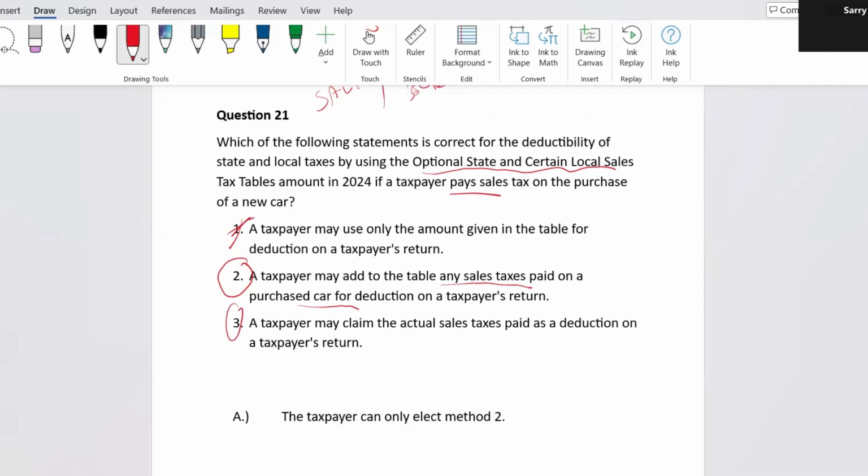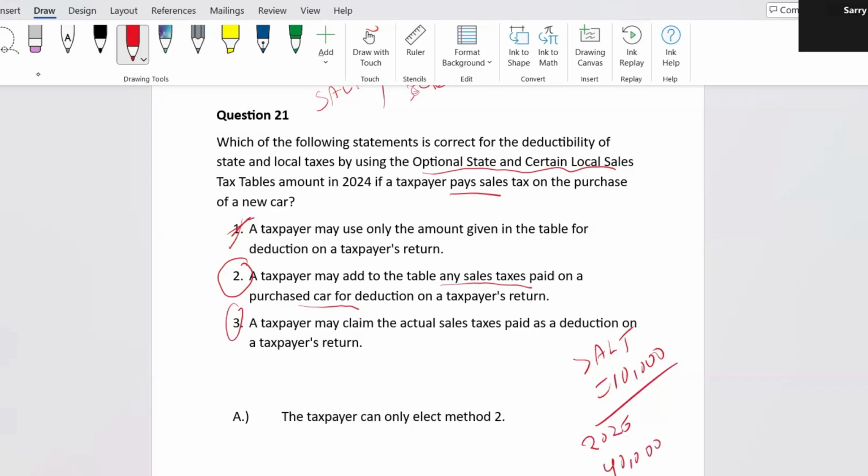This one won't be tested as heavily, but you just need to understand what it means to deduct sales tax. And then where that goes is typically part of state and local taxes subject to the SALT cap, which in 2024 is a $10,000 cap. For 2025, they've increased the cap to $40,000. And remember, you can't do both. You can't do sales tax and state and local taxes.